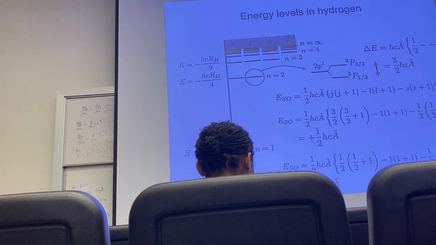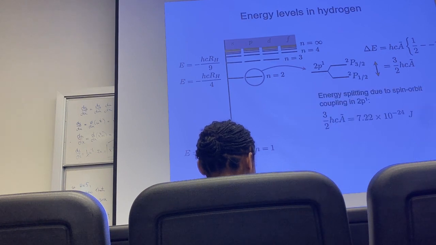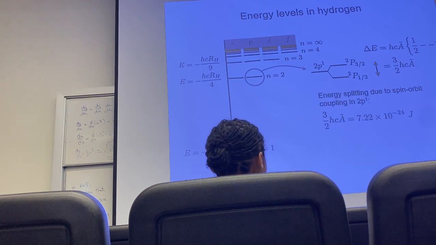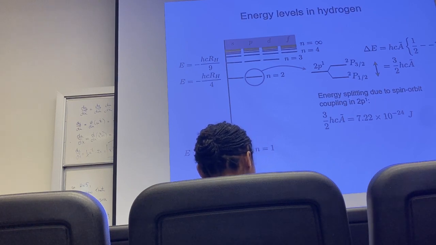Now what I'm going to do is take that value and just numerically calculate. I'm going to look up what this value A is, and then plug in the numbers, and this is what I'm getting. Okay? So 3/2 HCA equals this: 7.22 times 10 to the minus 24 joule, not 14. 10 to the minus 24 joule.